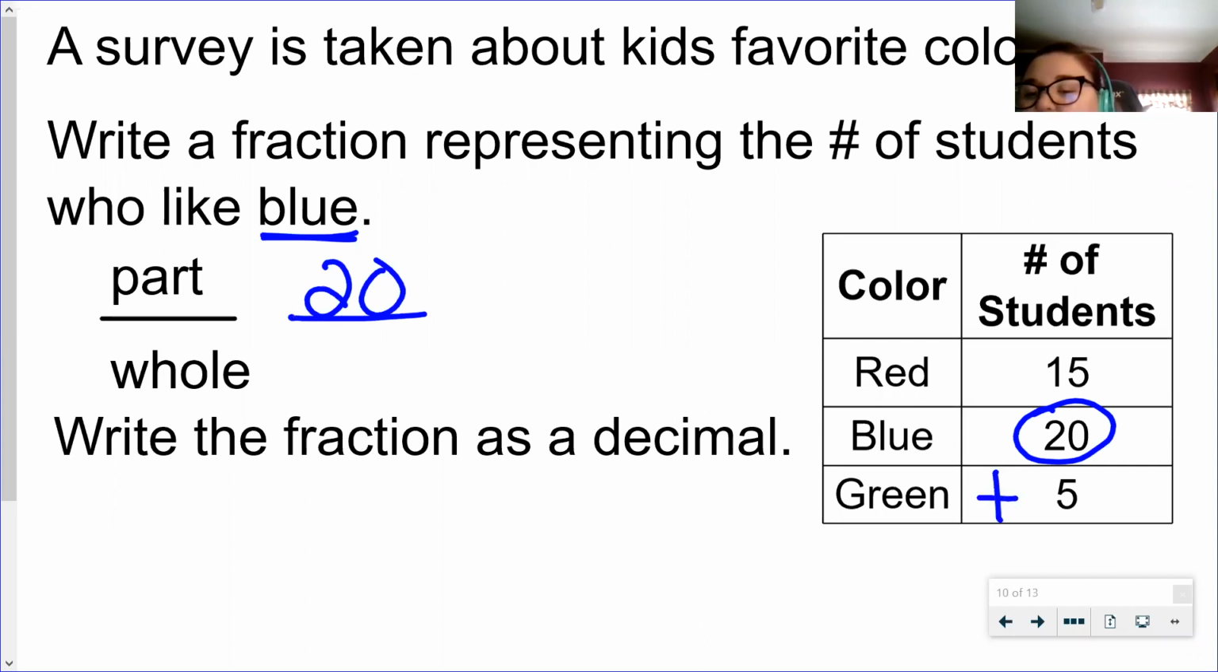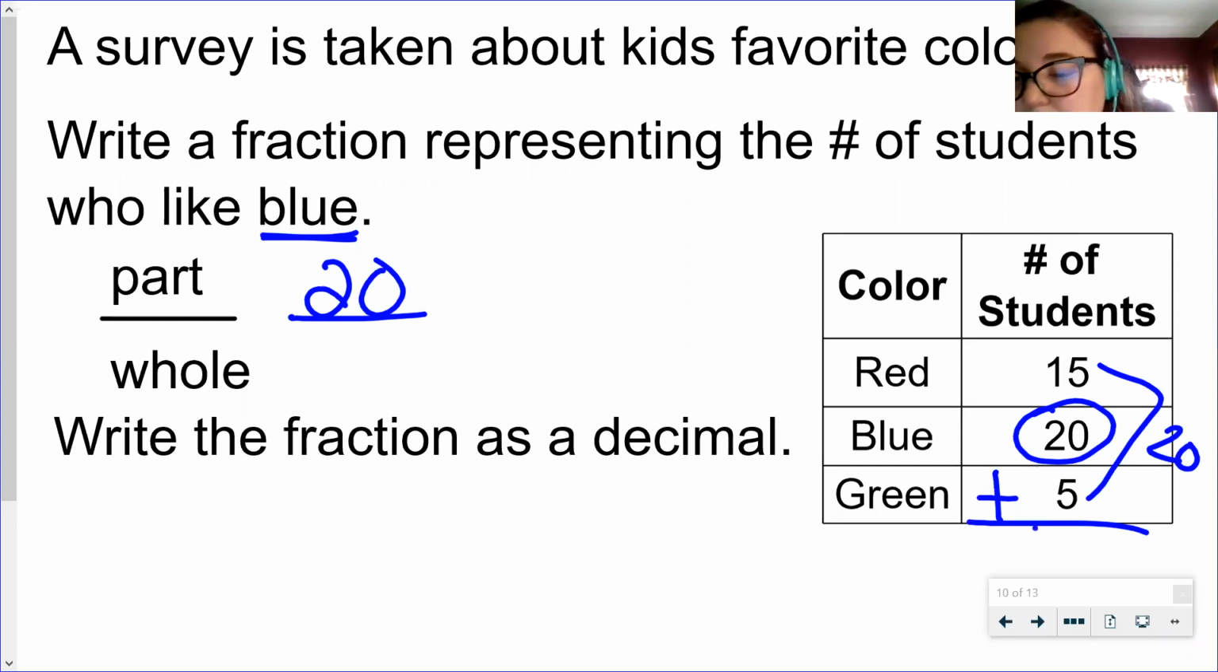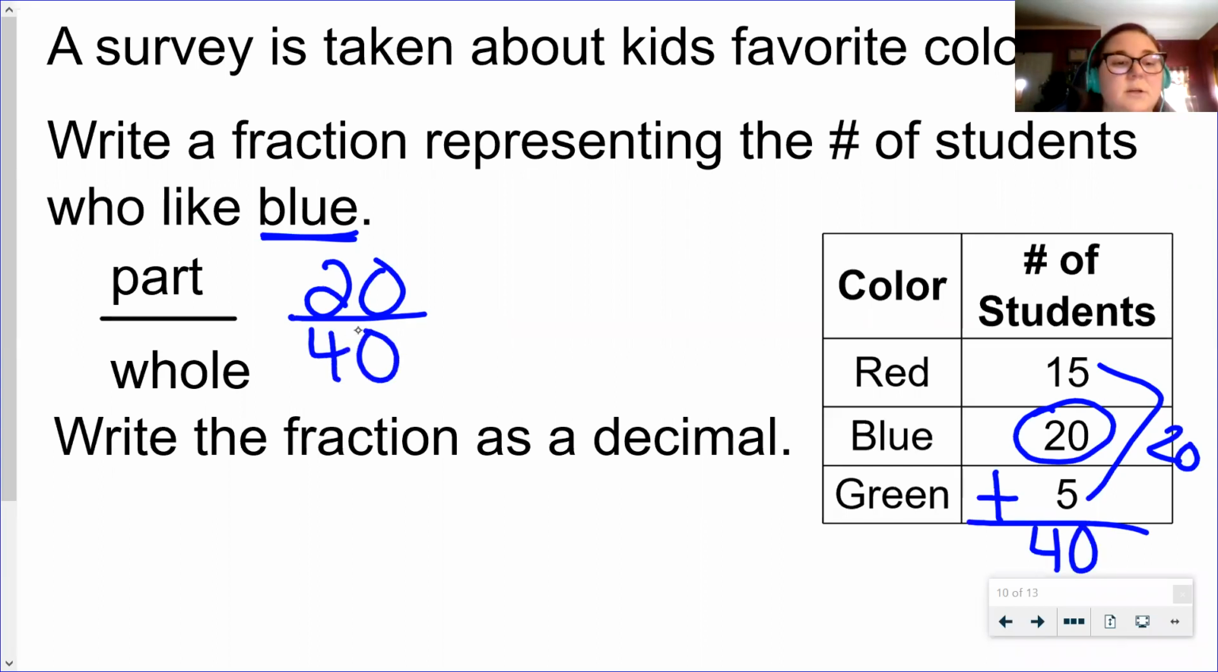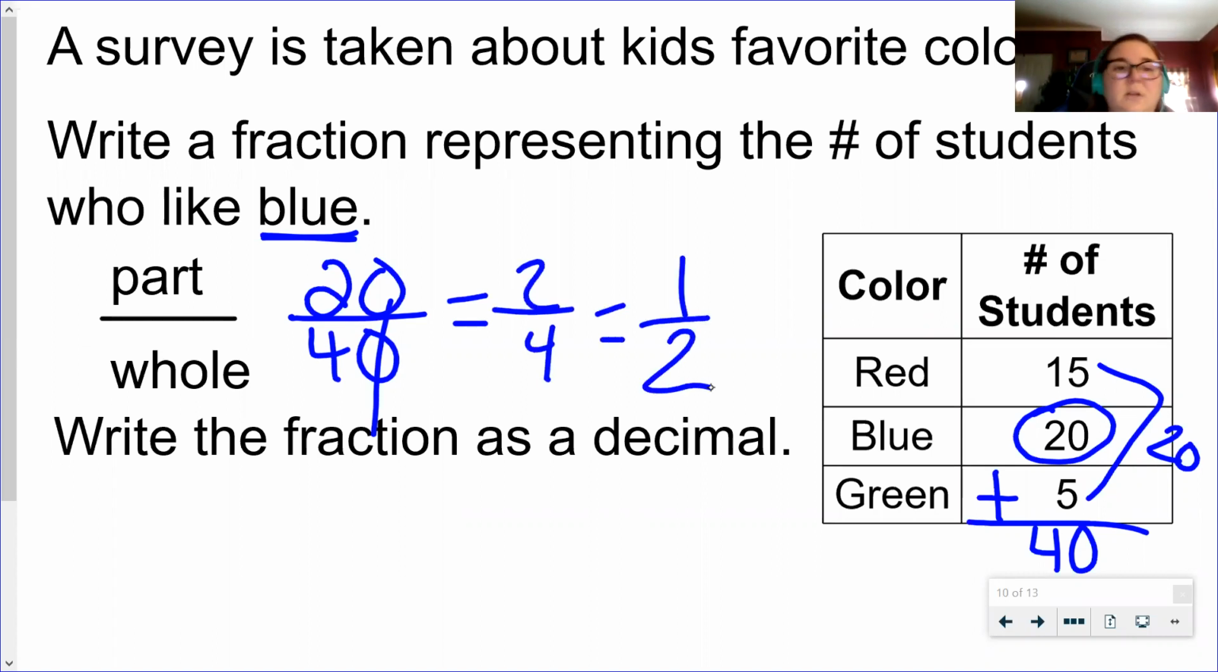Well, that means everybody together in this whole survey. Well, this is 20 and this is 20. I try to think of numbers that I can add quickly and easily together. So 20 plus 20 is 40. So 20 out of 40 kids, which is 2/4, which is a half. So half of the kids like the color blue. So how do I write this as a decimal?